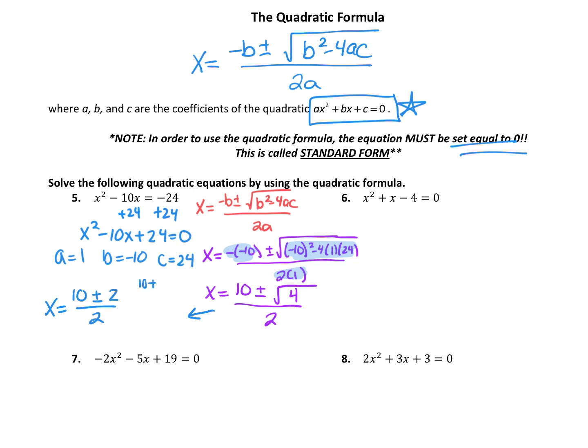So I'm going to do 10 plus 2 over 2, and then 10 minus 2 over 2. So I'm going to end up with 12 over 2, or an answer of 6, and then 8 over 2, or an answer of 4. And those would be my two solutions.